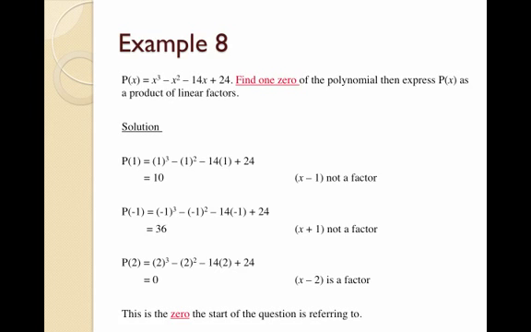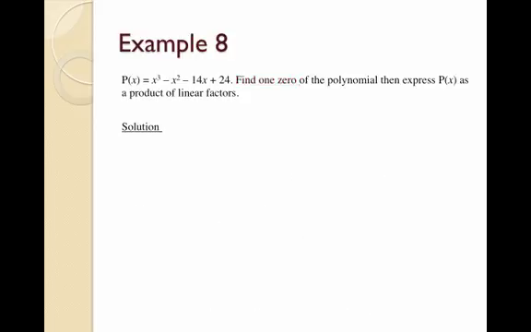Now that I've found one zero, I'm going to divide into my polynomial to find the others. Let's see how that's done. I know that x minus 2 is a factor, so I set up my algorithm. If you haven't watched the previous 2 videos, I encourage you to do so as it explains the next steps in quite some detail.